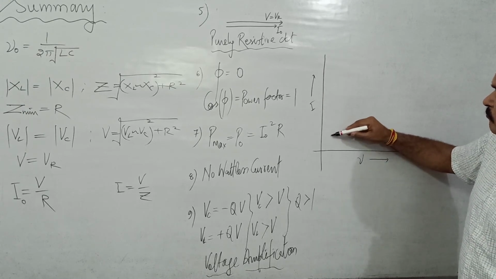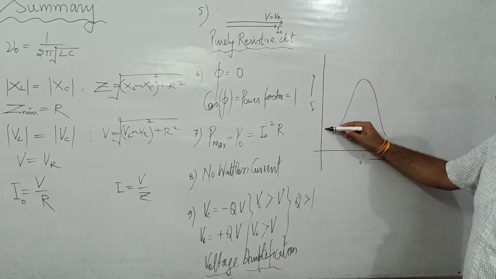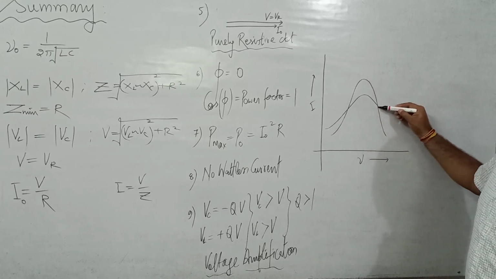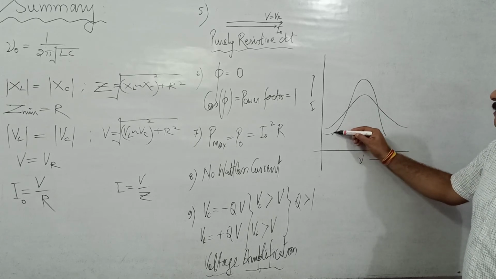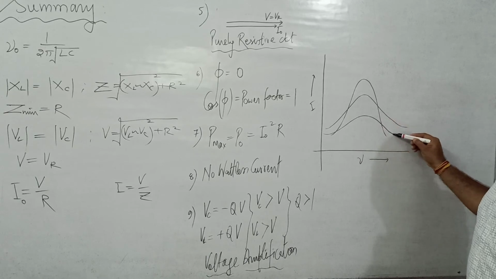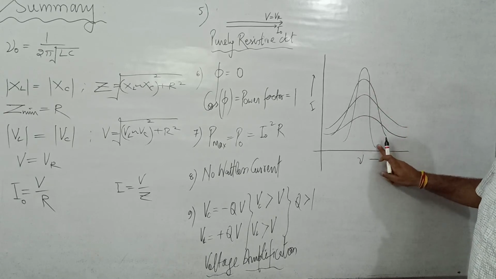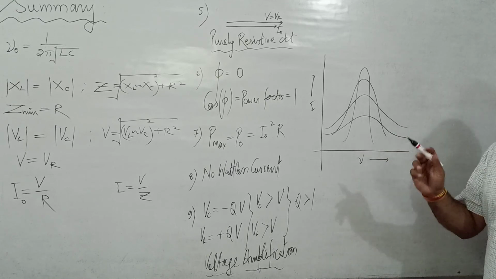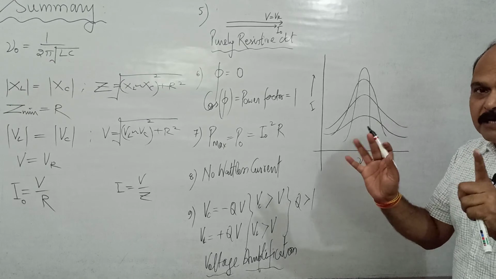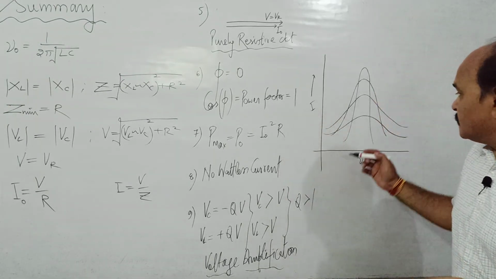This is the resonance curve of circuit number 1. This is the resonance curve of circuit number 2. And this is the resonance curve of circuit number 3. Also we have the resonance curve for circuit number 4. So these are resonance curves for 4 different LCR series circuits, and these are 4 different curves.